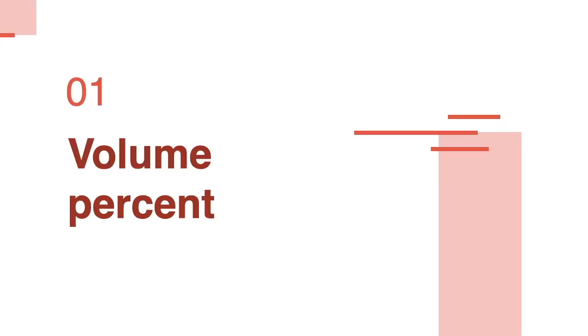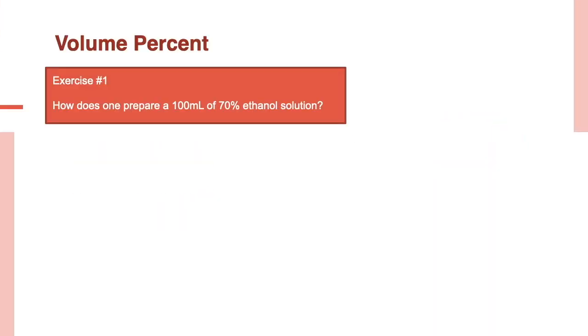The first one is volume percent. The problem is how does one prepare 100 ml of 70% ethanol solution? The formula that we will use is percent volume is equal to volume of solute divided by volume of solution times 100. Let us first know our given and what is being asked.